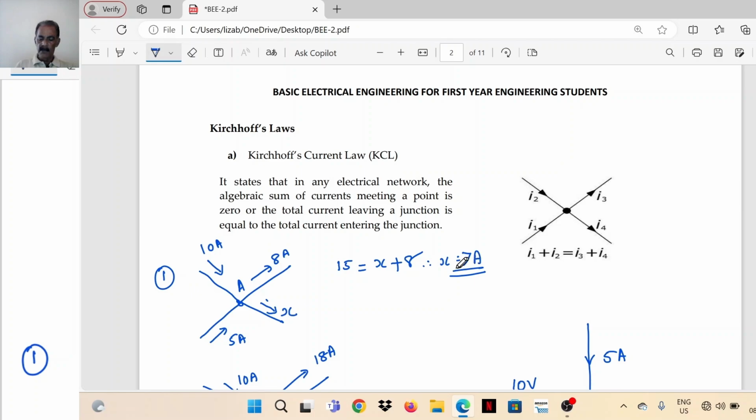So I got a positive value for X. That means it is an outgoing current only. Its value is 7 ampere. So incoming currents, when we add, we get 10 plus 5, 15. Outgoing currents, 8 plus 7, 15.